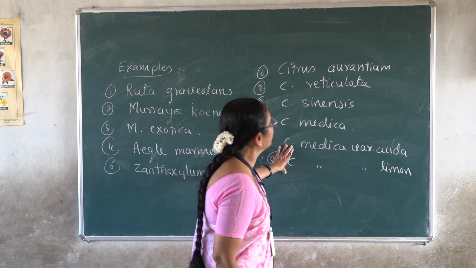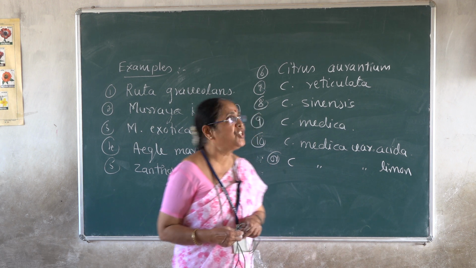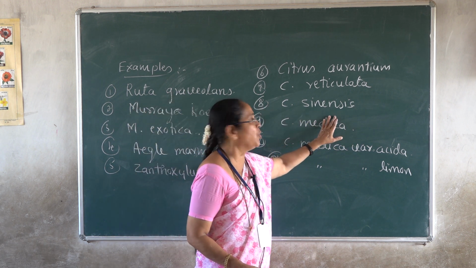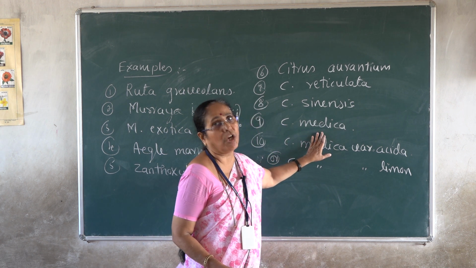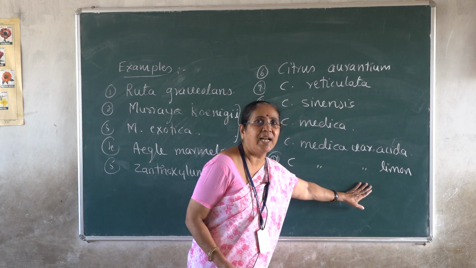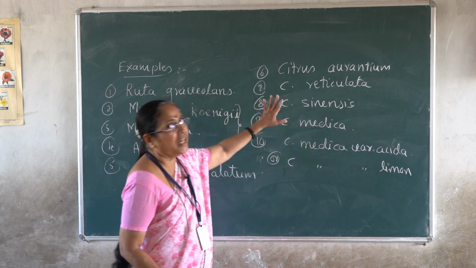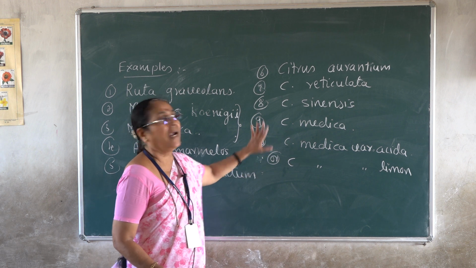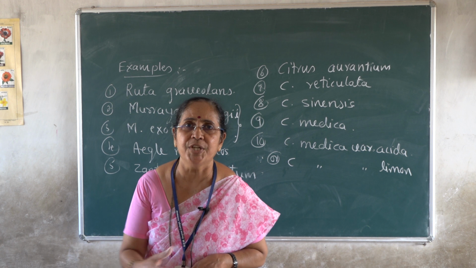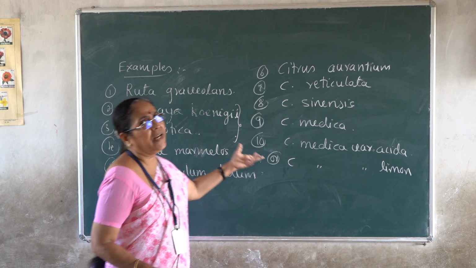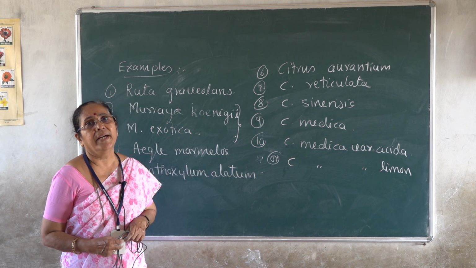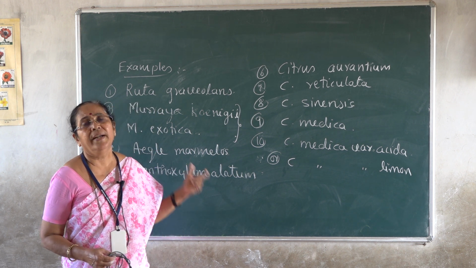The various species of citrus: Citrus aurantium is orange, Citrus reticulata is santra, Citrus sinensis is Mosambi, Citrus medica is chakota, Citrus medica variety acida or variety limon is lemon. These are the botanical names of the citrus fruits, and all these fruits are rich in vitamin C and are cultivated for their delicious fruits and nutritional quality. So these are the economically important plants.